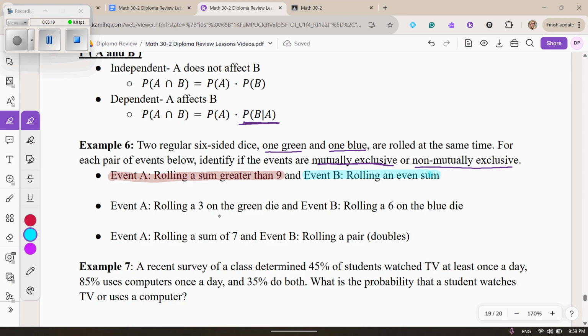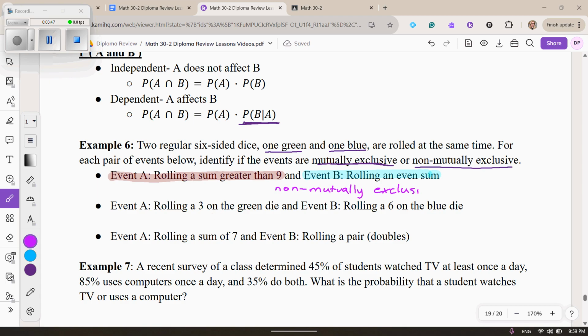So what you're asking yourself is, can these happen in a single trial? Can the sum be greater than 9, and can it be even? And the answer is yes, it can happen in the same trial, which means these are non-mutually exclusive. You can roll a 10 or a sum of 12, and those are both an even number and a sum greater than 9.